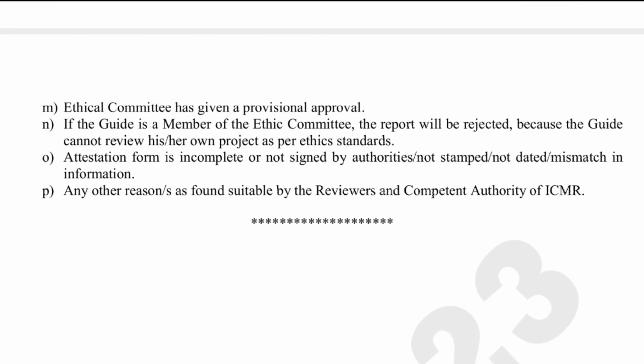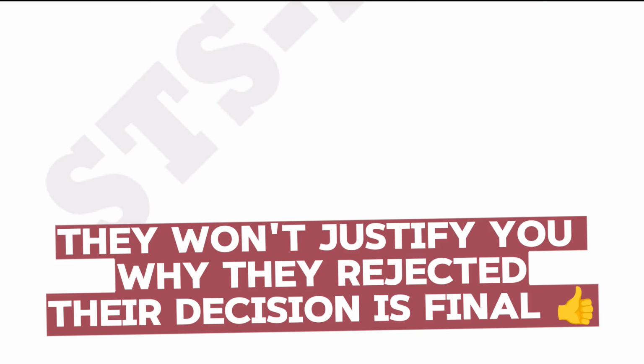Otherwise, your ethics committee permission is not approved. Okay. Next, the ethics committee has given a provisional approval. There is a difference between provisional and final approval. Okay, if the guide is a member of the ethics committee, then also it will get rejected. Attestation form is incomplete or not signed by the authorized person, not stamped, not dated, or a mismatch is there, then it will get rejected. Any other reason is found suitable by reviewers or competent authority of ICMR. Okay, even though everything is correct, if the person who is checking your report finds some kind of falsity in your report, he might even reject your report.